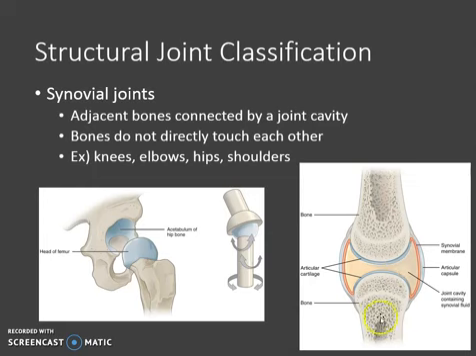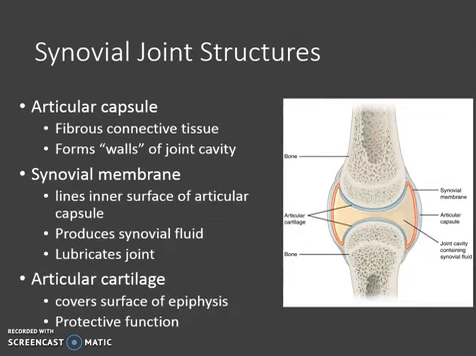So let's take a look at some of the more specific structures associated with this synovial joint. The articular capsule is made of fibrous connective tissue, and it just forms the outer walls of the joint cavity. On the inside of the articular capsule is the synovial membrane, which is the structure that actually produces that synovial fluid. And as we mentioned, that synovial fluid helps to lubricate and cushion the joint so that the bones aren't hitting against each other and causing friction and wear and tear.